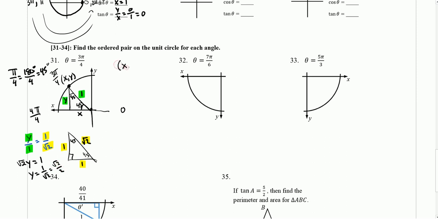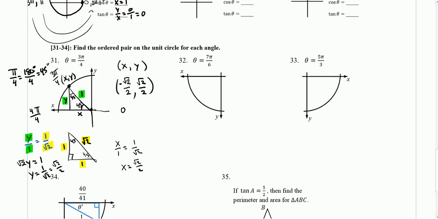So root 2 over 2 is our y value. And it's got to be positive. And we can do the same thing for the x value. When you do, you're going to get the same kind of proportion. You're going to get x over 1 is equal to 1 over root 2 again. And you're going to end up with the same answer. The only thing you got to be careful here is, remember, x should be negative because we're working in quadrant 2. So that's one way to go about this.